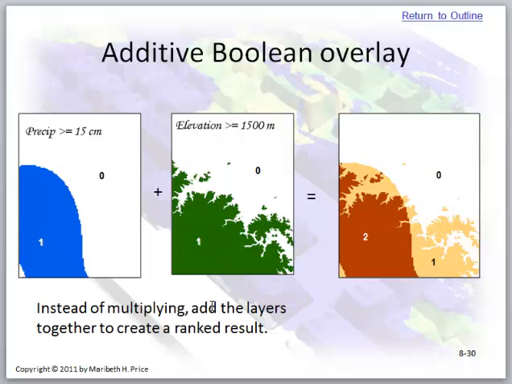And then in this example, we do an additive Boolean overlay. We end up with 3 different values: a 0, a 1, or a 2. Because 1 and 1 equal 2, 1 and 0 equals 1, and then 0 and 0 is still 0.